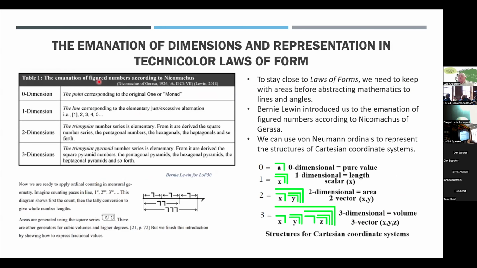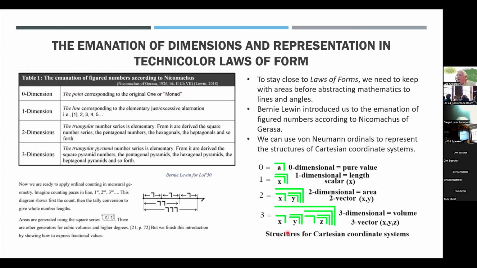Okay, so we're changing over to talking about dimensions, because we're going to try to do things with dimensions now. This is from Bernie's book, and I used it last year, 2 years ago, and so I'm using it again. The zero dimension is one, or the monad. Okay, so thank you, Walter.